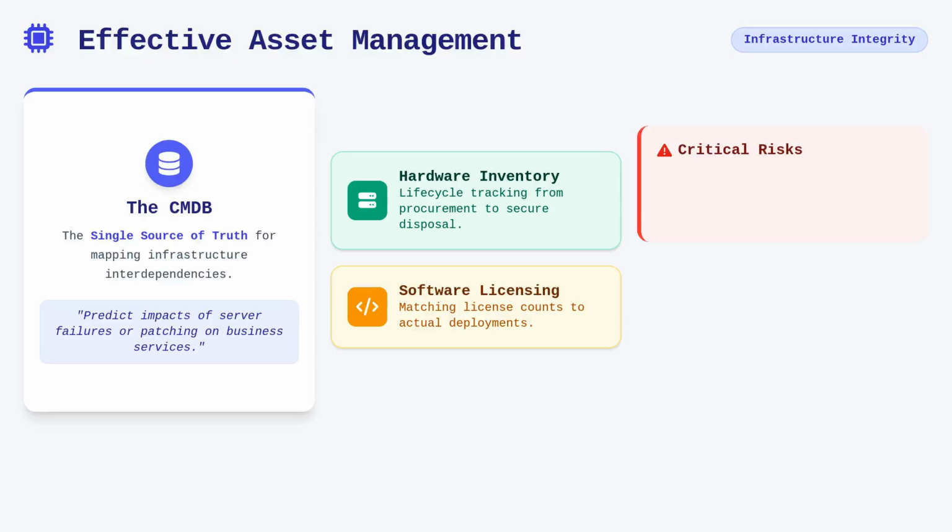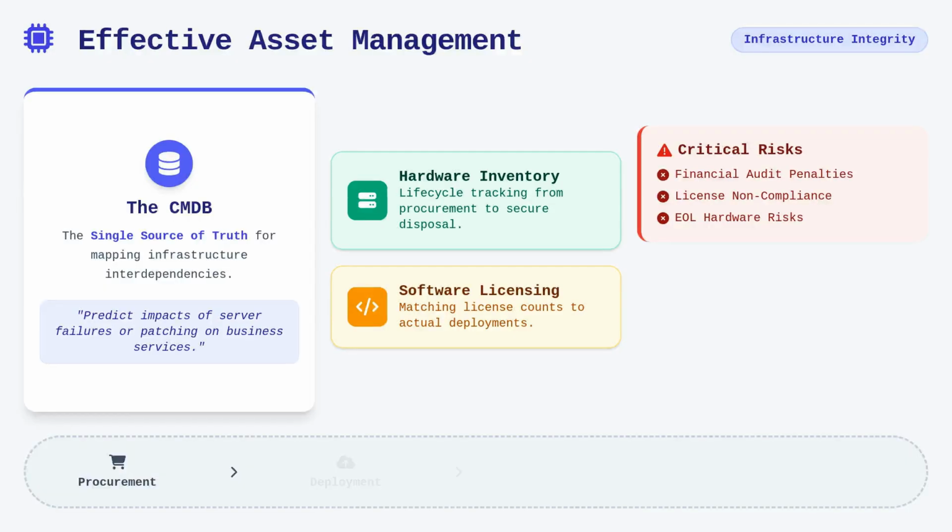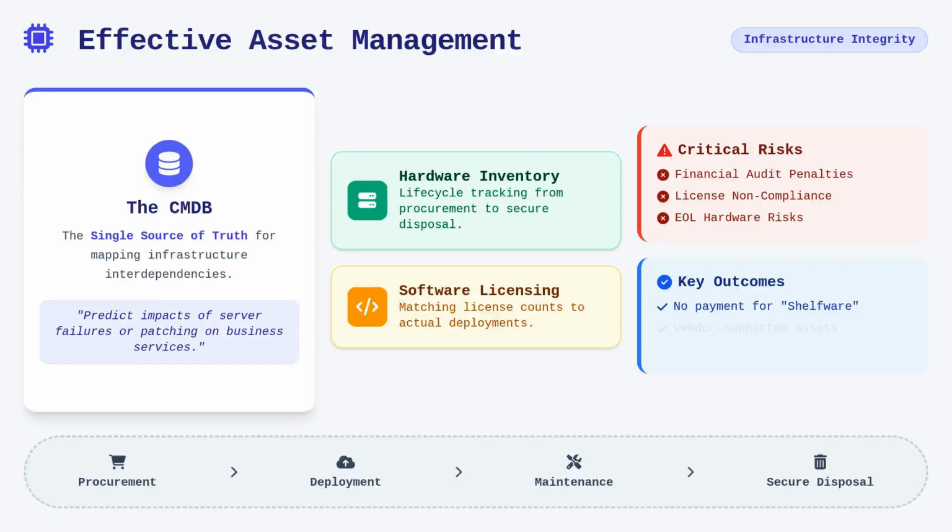If you fail to track these assets, you risk license non-compliance, which can lead to severe financial penalties during an audit. Asset tracking also extends to the lifecycle management of hardware, mapping the journey from procurement and initial deployment to ongoing maintenance, and finally, secure disposal. By treating hardware and software as trackable lifecycle objects, you ensure that you are never paying for shelfware or running end-of-life hardware that is no longer supported by vendors.